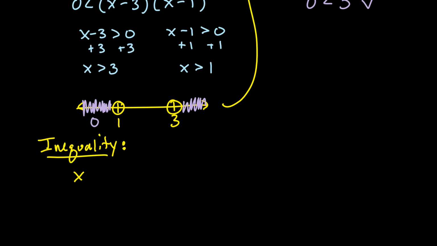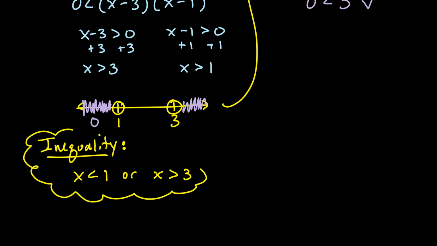Greater. From 1, where did we shade? Less than 1. Or x is where from 3? Where did we shade? Bigger than 3. This is our solution.